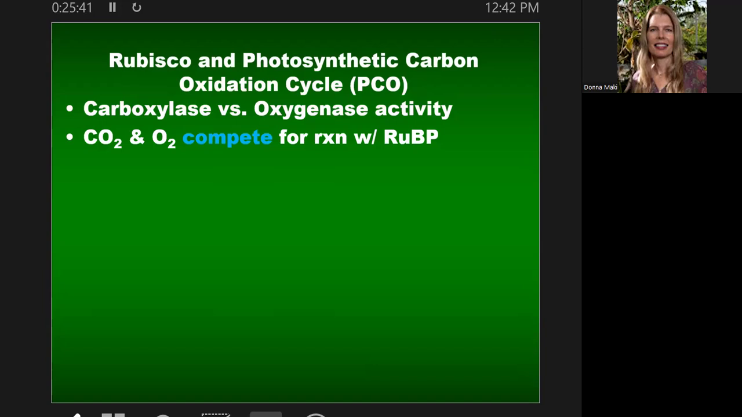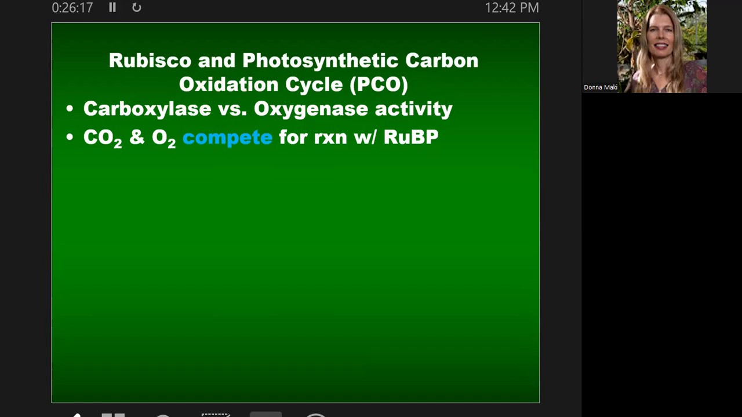The biochemists would say that carbon dioxide and oxygen are competing for the active site in Rubisco. Whatever Rubisco is surrounded by more of is what's going to win and come into the active site. If there's a lot of CO2 around Rubisco, great. It'll take in CO2 and react it with RUBP, and you've got the Calvin cycle kicking off. If oxygen comes into the active site and reacts with RUBP, you've got a problem, and we call it the PCO cycle.